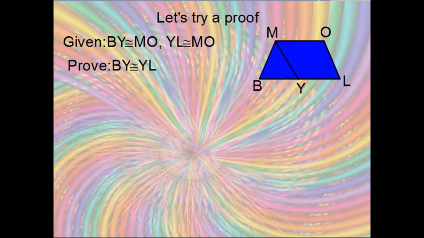Alright, so now let's start trying to prove. We're given that BY is congruent to MO, YL is congruent to MO, and we're going to try and prove that BY is congruent to YL. I want you to take a second and think about this. It's only going to be a 3-step proof, and let's see what you can do. Press pause and let's go.